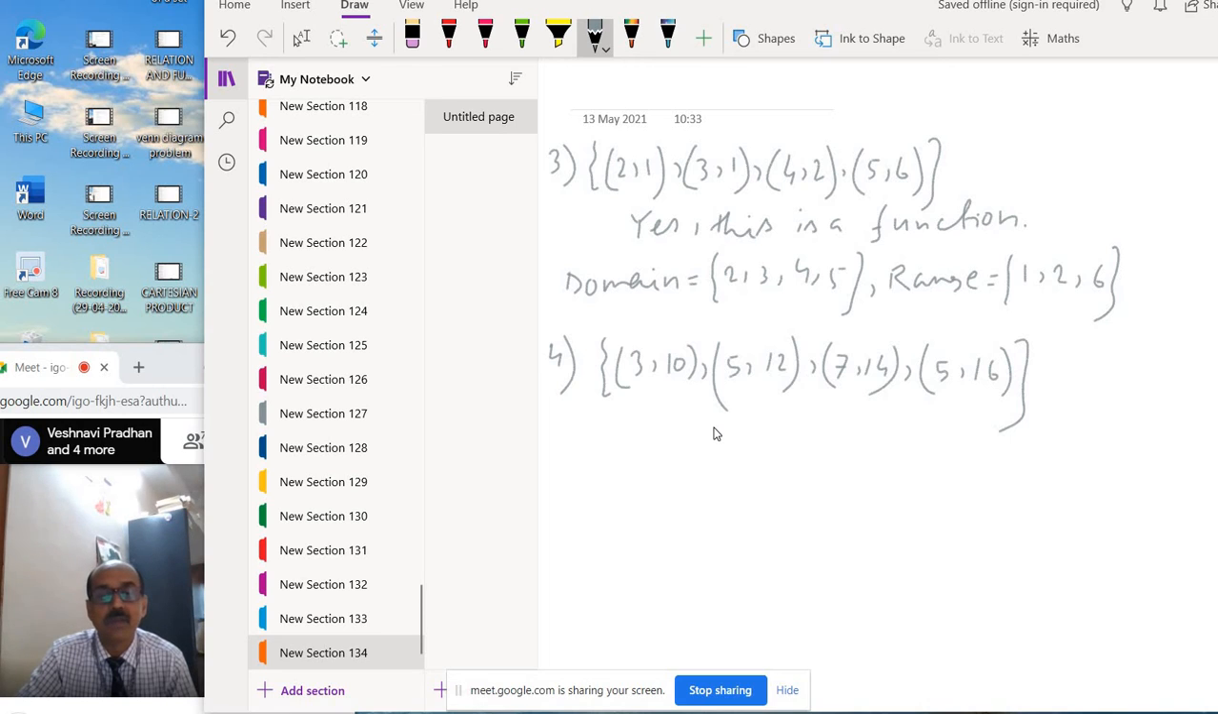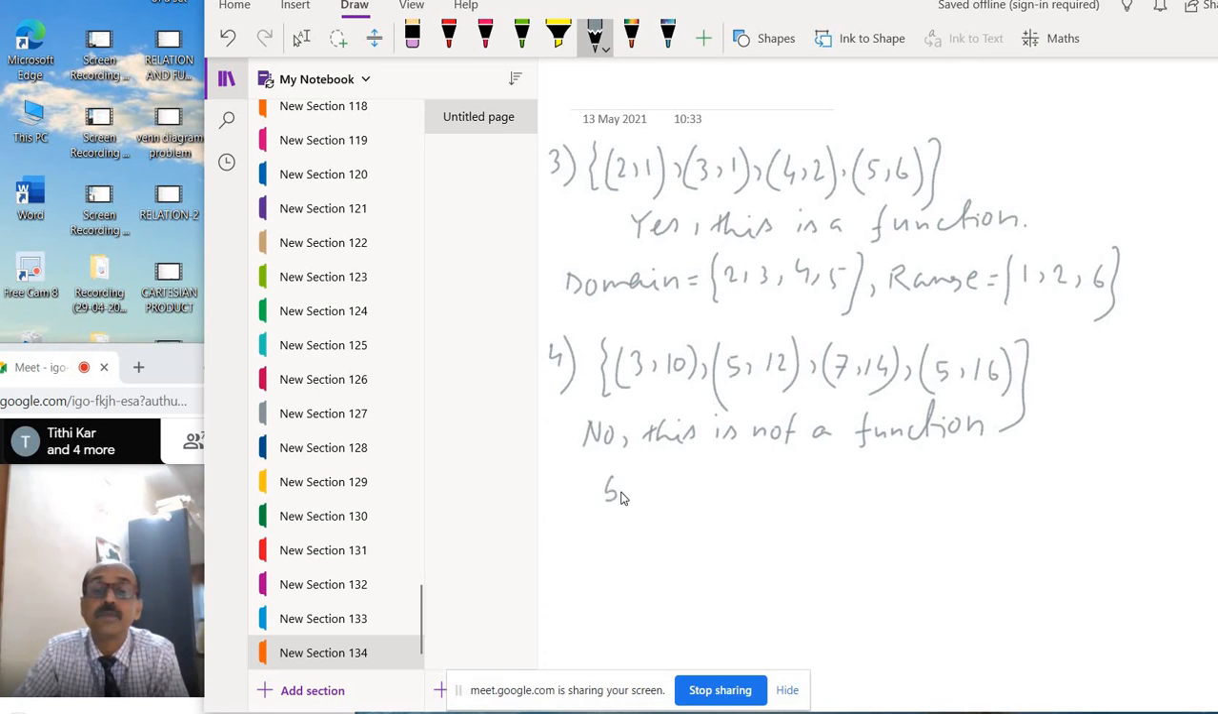So it is not possible. So this is not a function. We know every element has one and only one image. But here 5 is an element having two images, 12 and 16. So no, this is not a function.